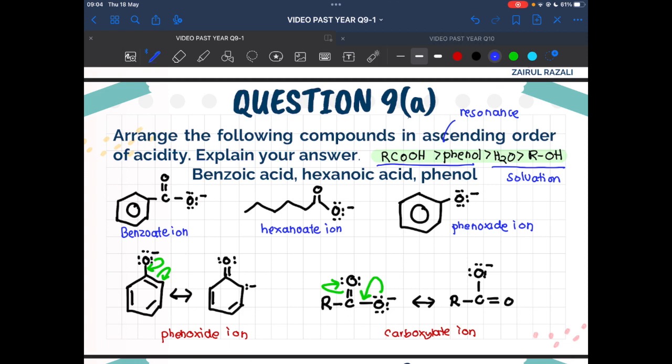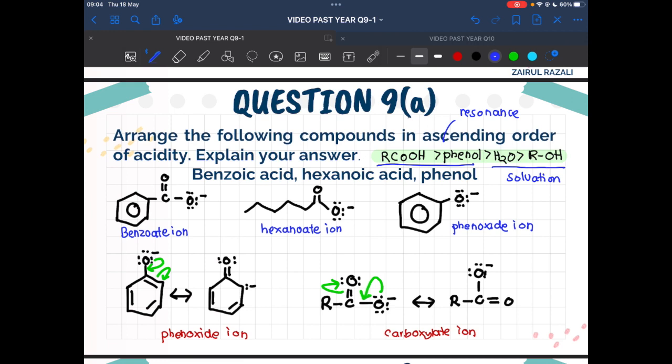So kalau kita tengok general trend ni, between benzoic acid, hexanoic acid and phenol, phenol is the least acidic. Sebab apa? Sebab hexanoic acid and also benzoic acid ini adalah carboxylic acid lah. So kenapa phenol ini adalah the least acidic compared to the other two compounds? Kita tengok macam mana resonance structure yang dihasilkan oleh phenol.